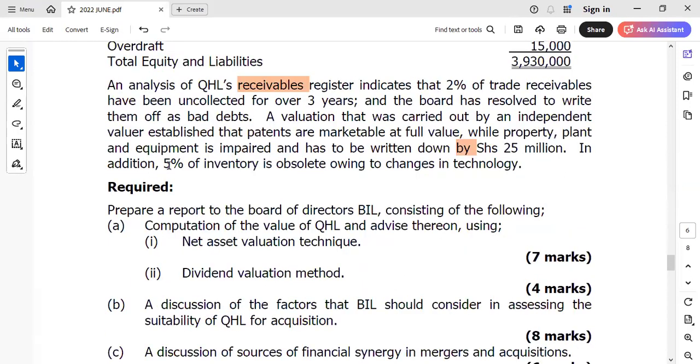Okay. In addition, 5% of inventory is obsolete, owing to changes in technology. What does that mean? It means that as well you're going to adjust your inventory. You reduce your inventory by what? By 5%.